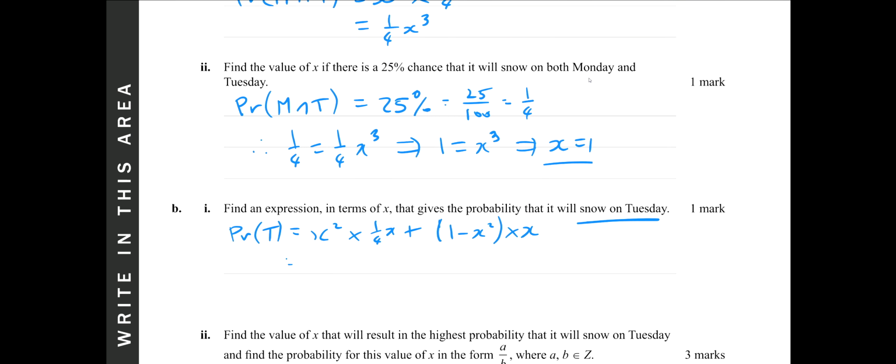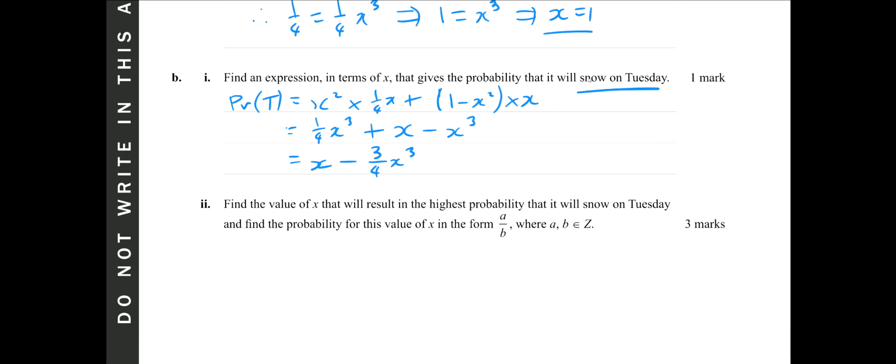Now, simplifying all that, we will have the usual 1/4 x cubed, which is what we saw before, plus 1 times x is x, minus x squared times x is x cubed, and that is equal to, the x will remain as it is, and 1/4 x cubed minus x cubed, they're like terms, that will become negative 3/4 x cubed, and that's it. That's the expression in terms of x for the probability it will snow on Tuesday.